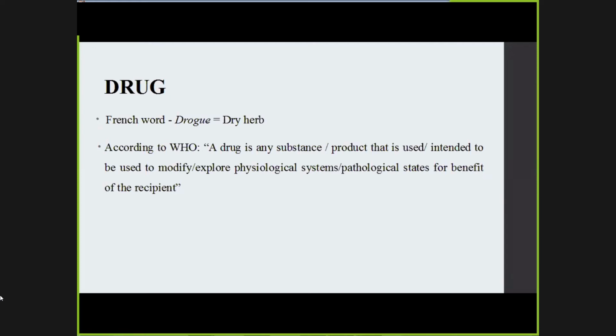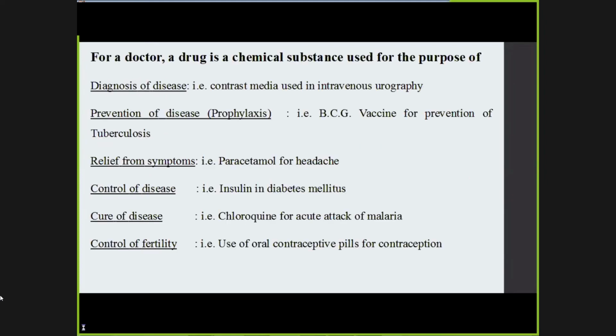Now, drug. The meaning of the French word drug is dry herb. And according to WHO, a drug is a substance or a product that is used or intended to be used to modify or explore the physiological system or the pathological state for the benefit of the recipient. It is a substance or product that can modify the normal physiological function of our body, or it can alter the pathological state for the benefit of the patients or recipient.